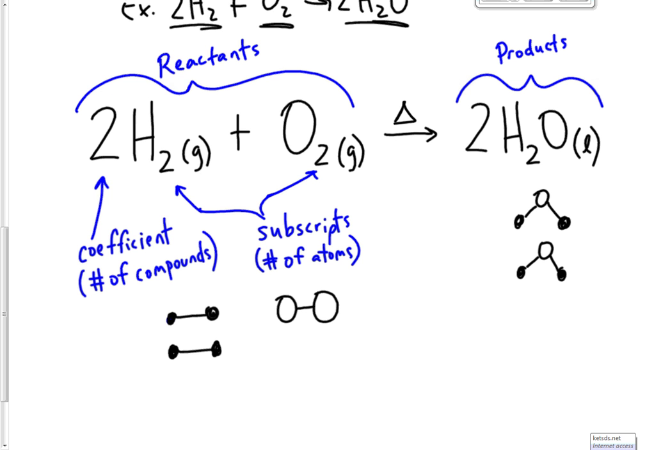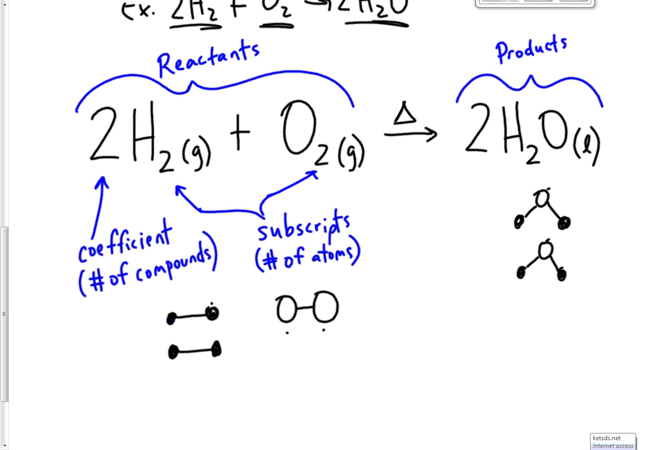So if we counted these 1, 2, 3, 4 hydrogens, you have 1, 2, 3, 4 hydrogens on the right as well. You have 2 oxygens on the left, 1, 2, and 2 oxygens on the right, 1, 2. So it is balanced. All right, so that's how you work with coefficients and subscripts.